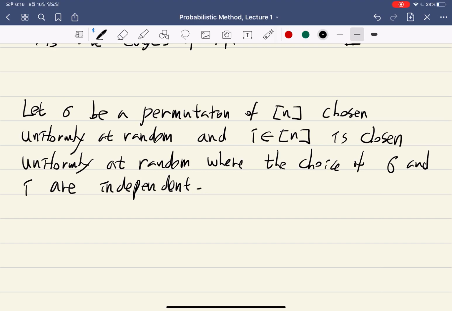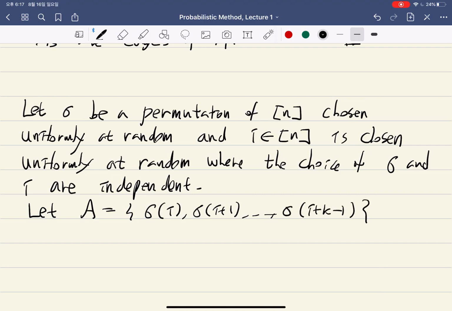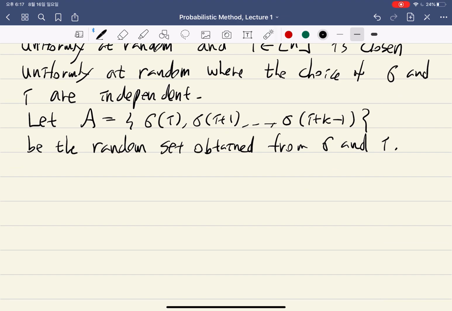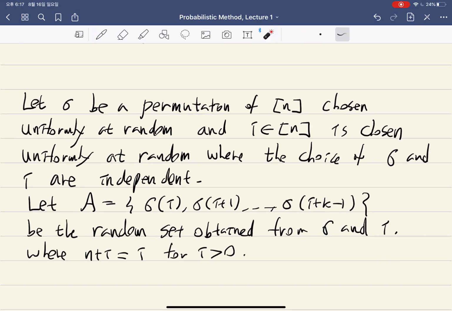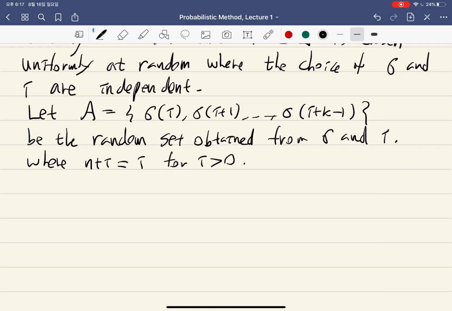So we consider this random procedure, and then we get this random set, which consists of sigma(I), sigma(I+1), and so on, sigma(I+k-1), the random set obtained from sigma and I. Here, again, we identify n+I with I. So if this is bigger than n, then we consider from 1, 2, 3 again. If this is n+1, then we consider sigma(1). If this is n+2, then sigma(2).